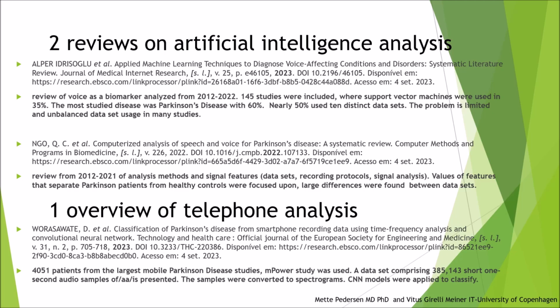Another interesting aspect is telephone interviews, and here we show you one of the most interesting ones, by Urasawa and co-workers: classification of Parkinson's disease from smartphone recording data using time frequency analysis and convolutional neural networks. 4,051 patients from the largest mobile Parkinson's disease study, the mPower study, were used. A dataset comprising 385,143 short 1-second audio samples is presented. The samples were converted to spectrograms. CNN models were applied to classify.